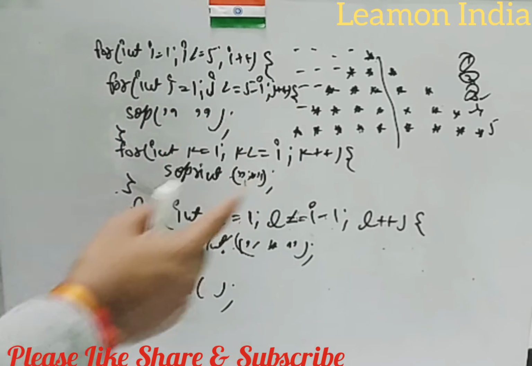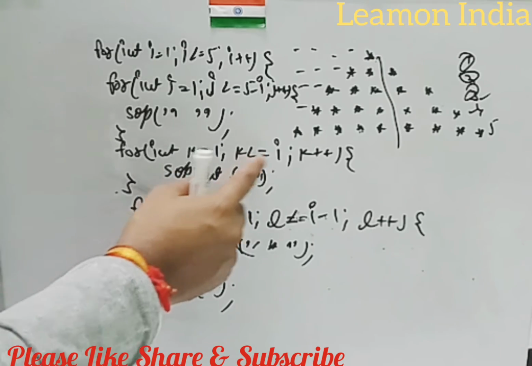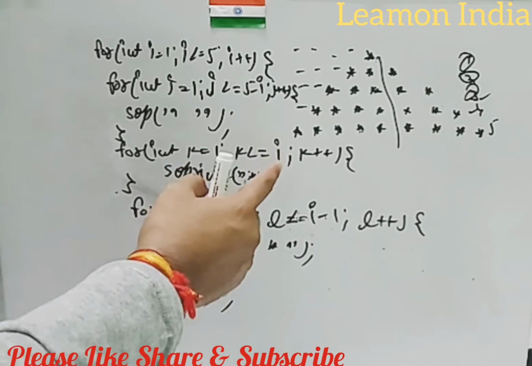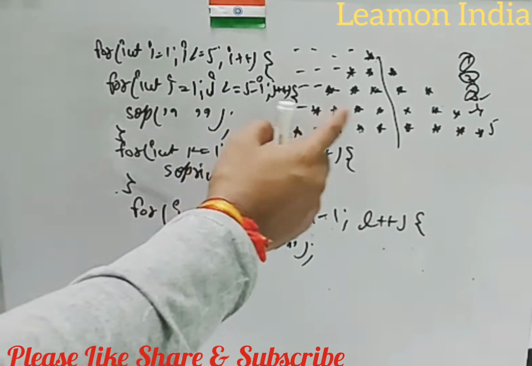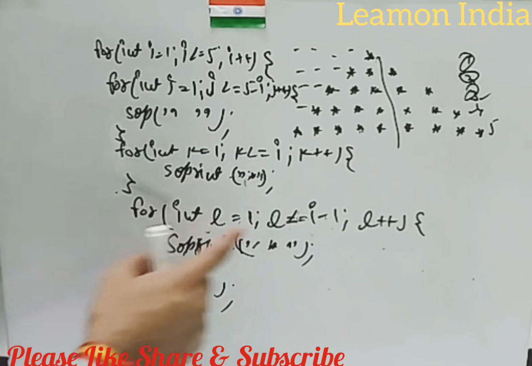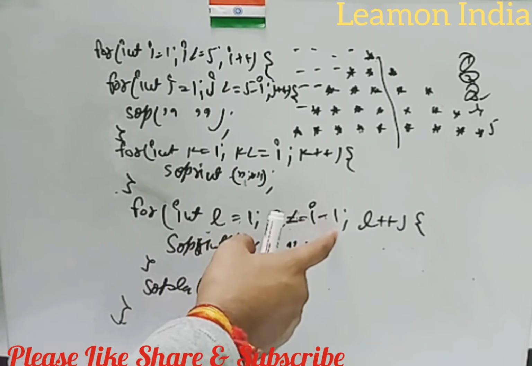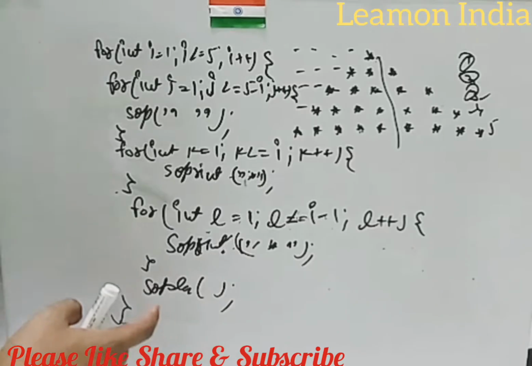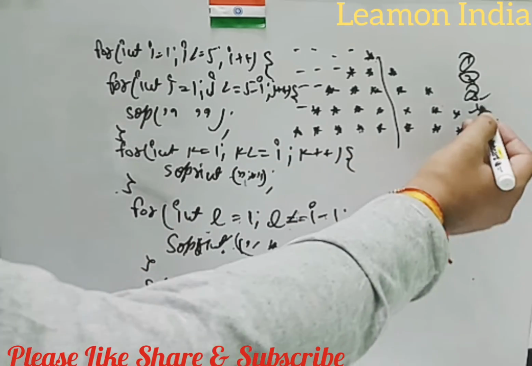So 1 space will be printed. Now k from 1 and less than or equal to i, which means 4. So 4 asterisks will be printed, 1 2 3 4. Now l is 1, i is 4, 4 minus 1 equals 3, so 3 asterisks will be printed. SOPLN, so this line is done.